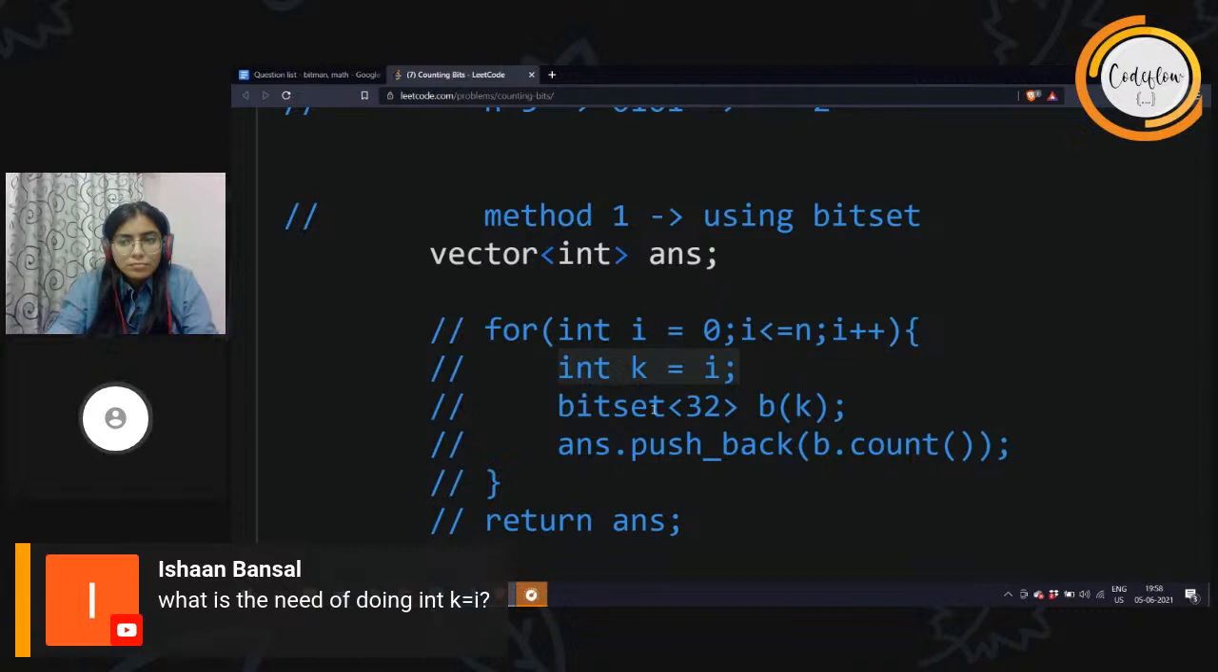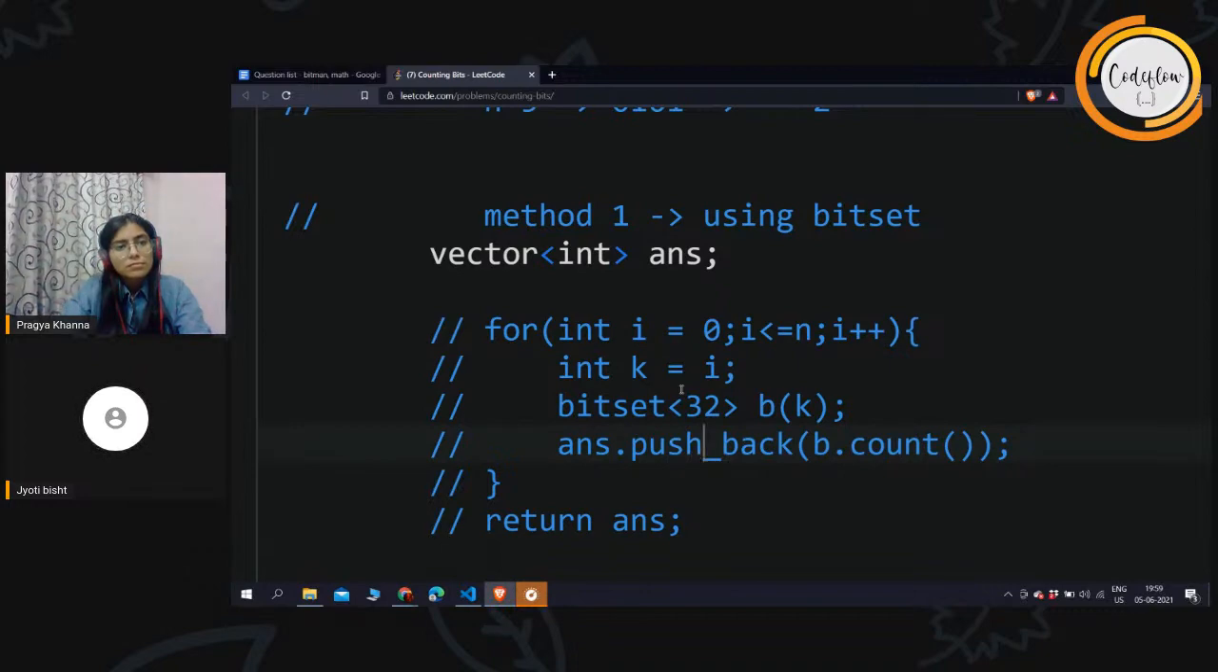Because if I did it by chance and it changes the data of i, and i has to be done plus plus, then my loop won't work, right? It is a good practice not to modify the loop variable, because I have to do i plus plus also. I don't want i's value to be updated. That's why I used k. Okay.